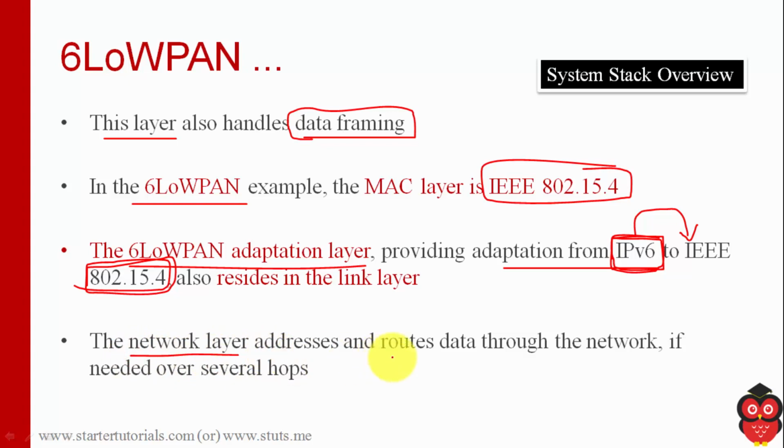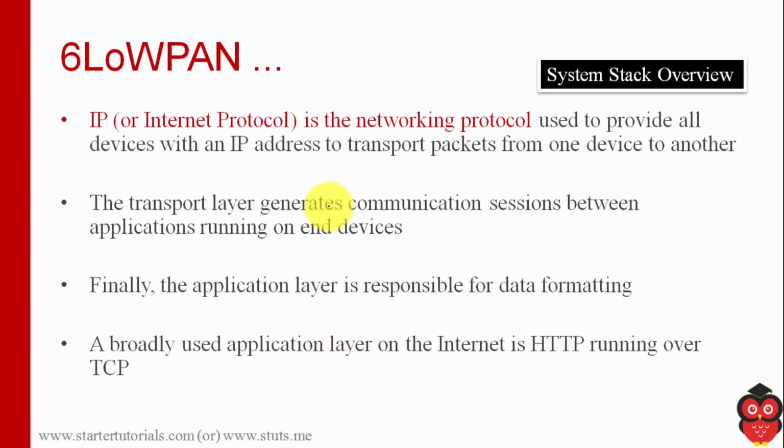So what is the task of the network layer? It performs routing. At the network layer, the protocol that will be used is the Internet Protocol, or in short IP. The IP protocol will assign IP addresses to the devices for transferring and receiving packets. And on top of the network layer, we have the transport layer. The responsibility of the transport layer is maintaining communication sessions.